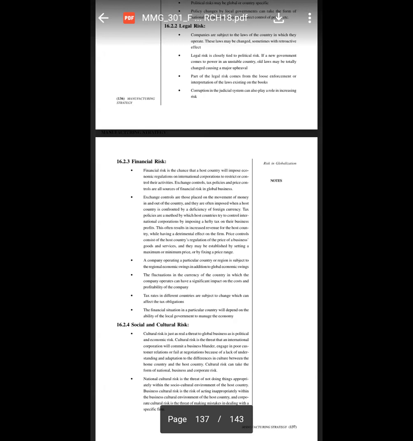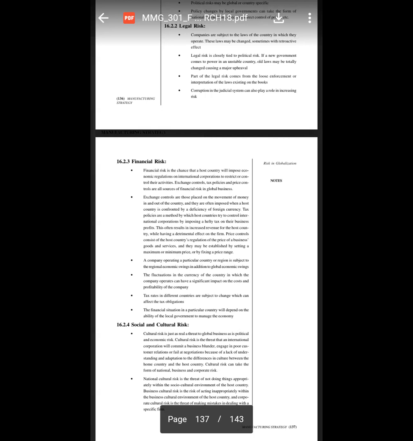Okay, then financial risks. Financial risk is a change in which the host country will impose economic regulation and international cooperation to restrict the control of their activities. Exchange control, tax policies, and price control are all sources of financial risks on the global business. Now see, the company operating in a particular country or region is subject to different economic swings in addition to the global economic swing. The fluctuation of the currency in the country in which the company operates can have a significant impact on the cost and the profitability of the company.